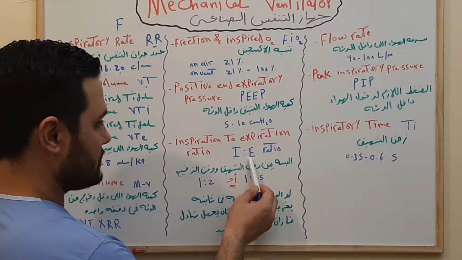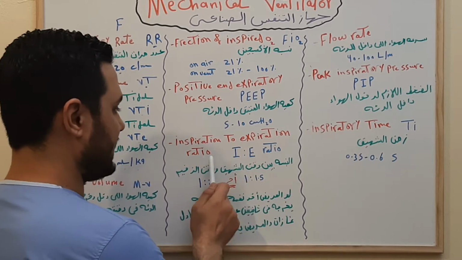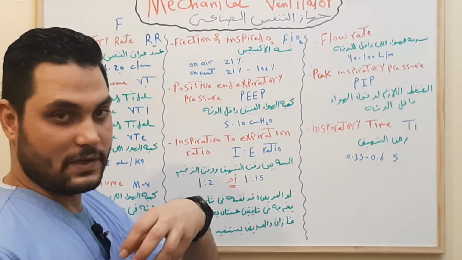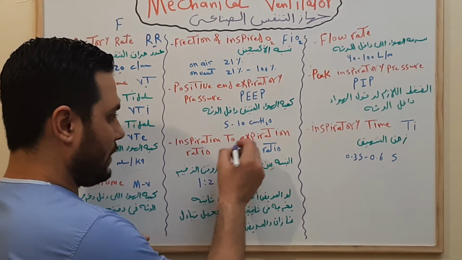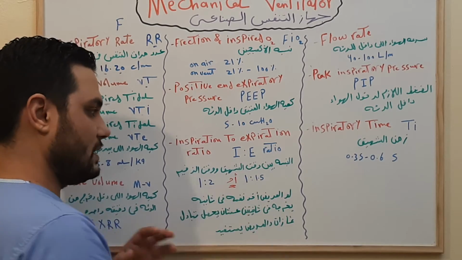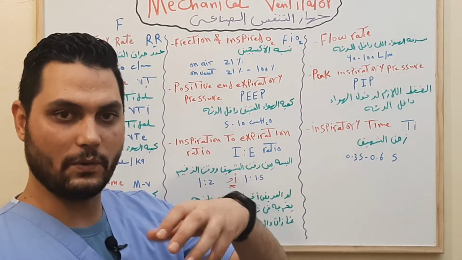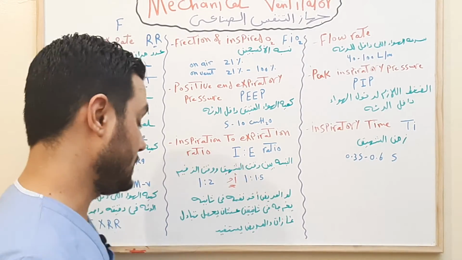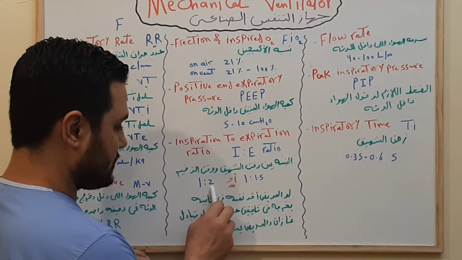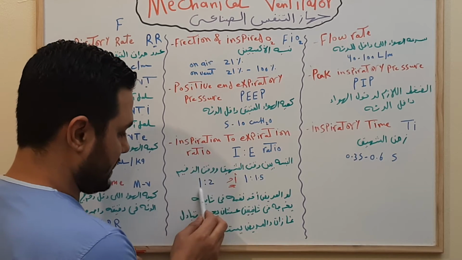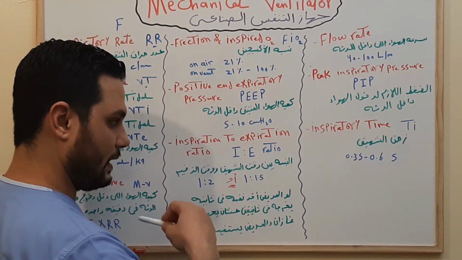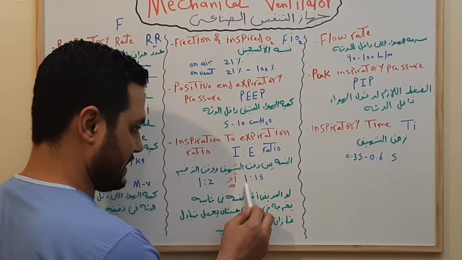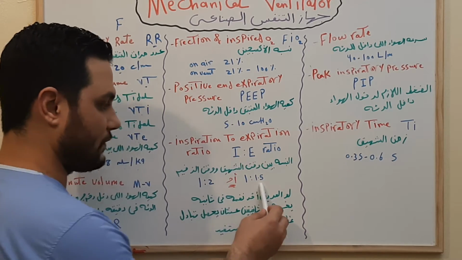After that, I:E ratio, this is the inspiration to expiration ratio. This is the ratio between inspiration time and expiration time. Here we need to increase expiration time to let the patient benefit from the oxygen and the gas exchange happen inside. So the expiration time is longer than inspiration. If the patient takes inspiration in 1 second, he gets expiration after 2 seconds. Or if he takes inspiration in 1 second, he gets expiration in 1.5 seconds.